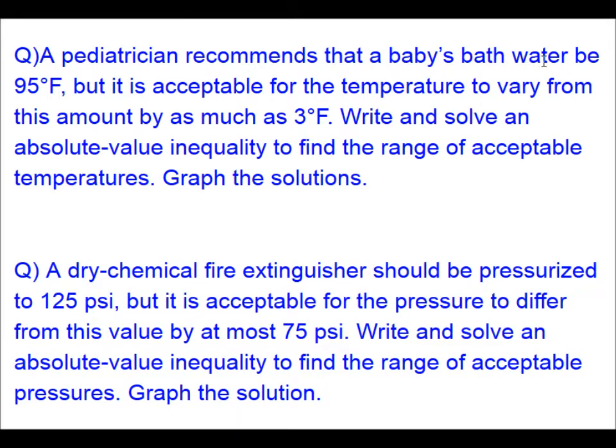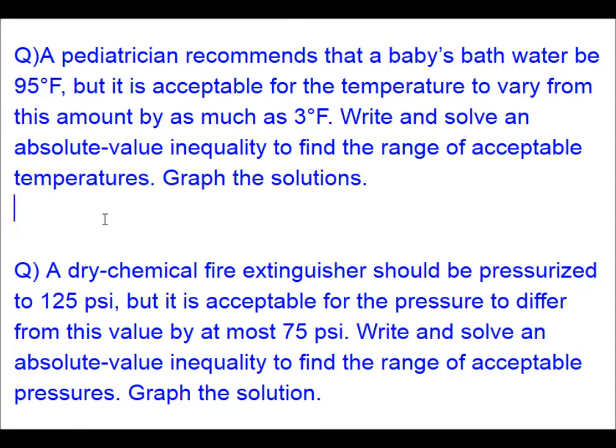A pediatrician recommends that the baby's bath water be 95 degrees Fahrenheit, but it is acceptable for the temperature to vary from this amount by as much as 3 degrees Fahrenheit. Write and solve the absolute inequality to find the range of acceptable temperature. So it says it varies by 3 degrees Fahrenheit. That means again think of a number line. It varies by 3 degrees means it can be 3 units from the starting point on both sides, in this case from 95.